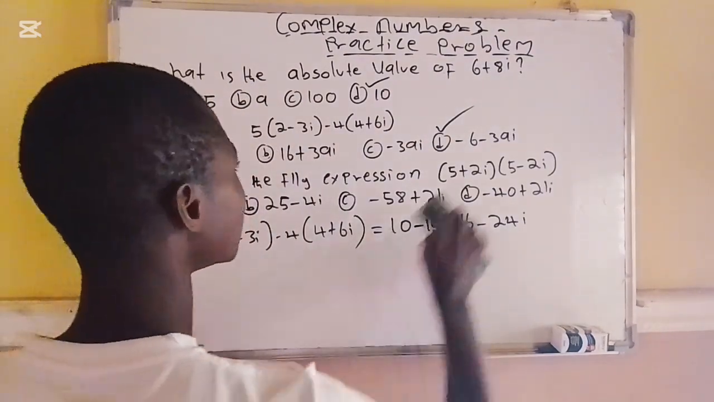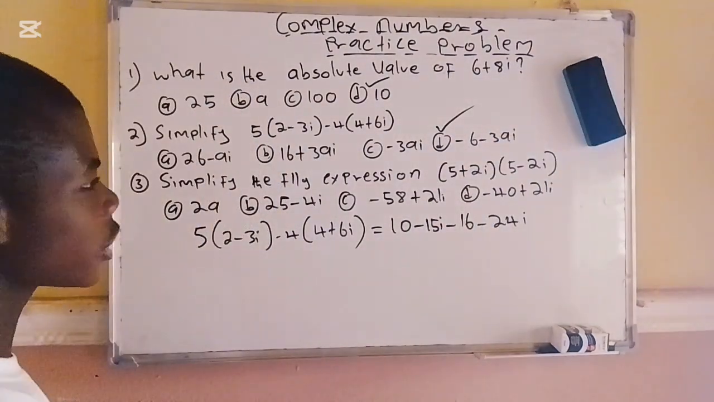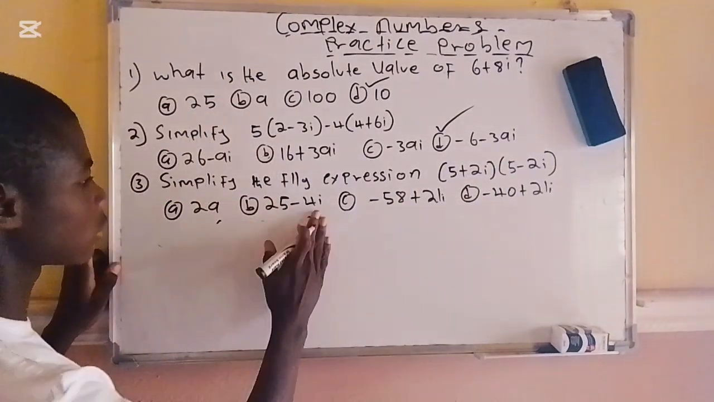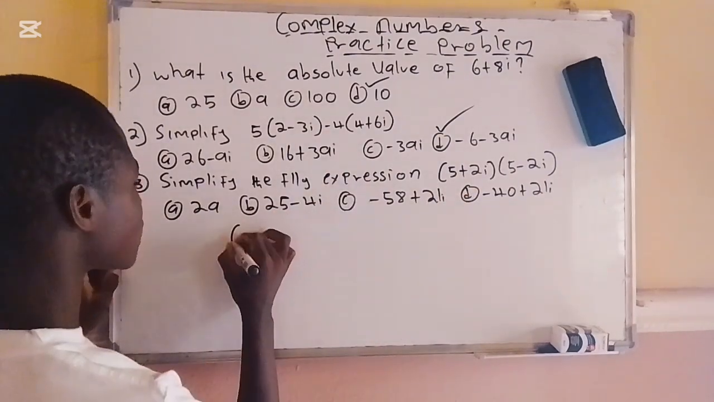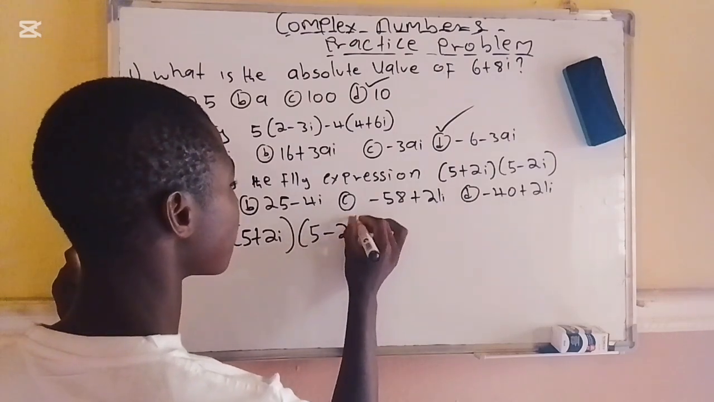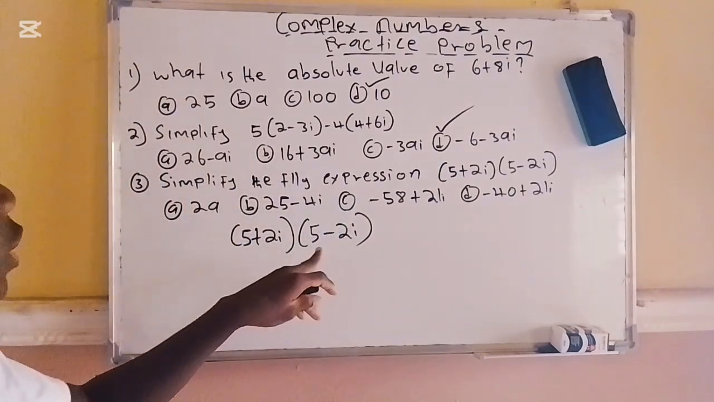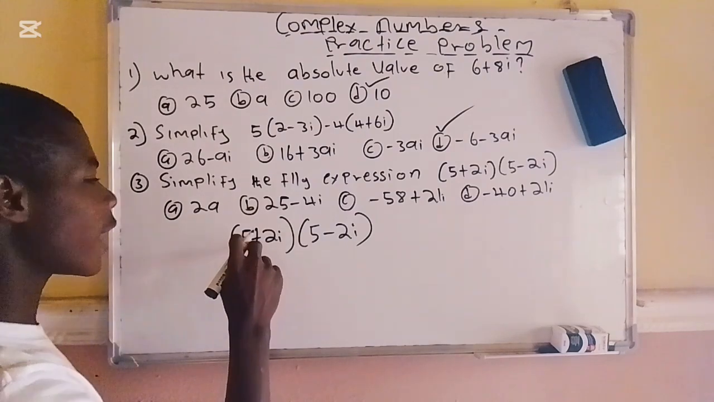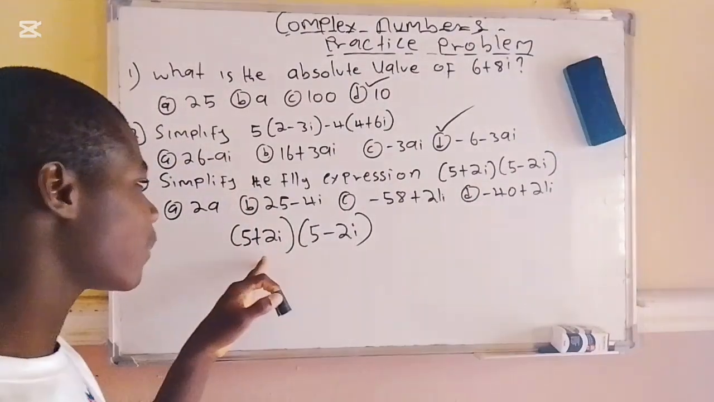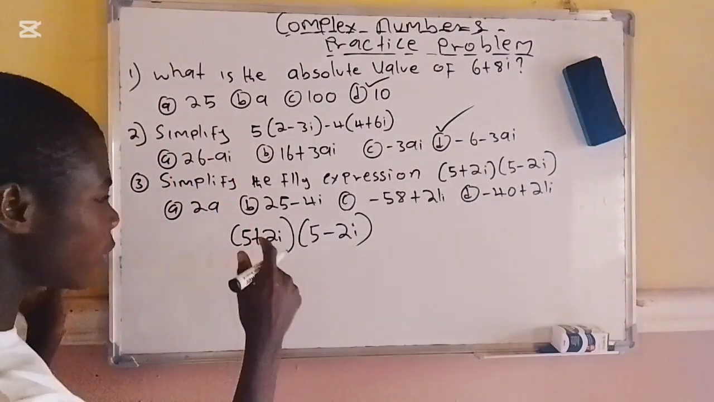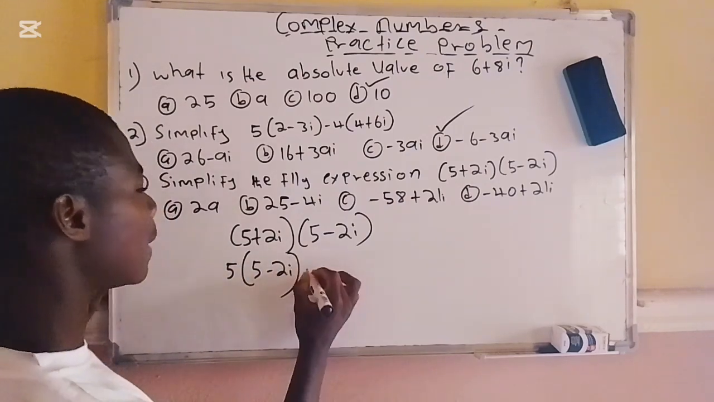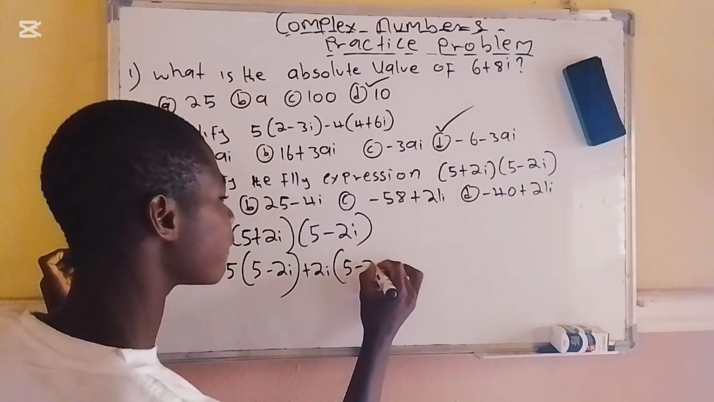So therefore we have to move to the third question. The third question says simplify the following expression. This is just a multiplication, which says 5 plus 2i multiplied by 5 minus 2i. So 5 plus 2i is multiplied by its conjugate. The conjugate of 5 plus 2i is 5 minus 2i. If we are going to multiply, we say 5 into 5 minus 2i, plus 2i into 5 minus 2i.